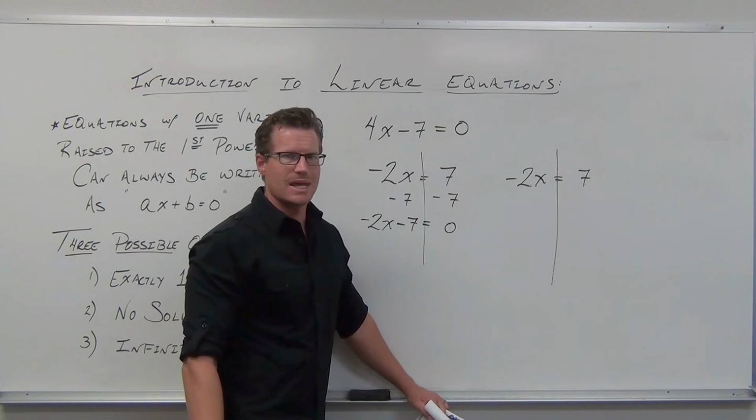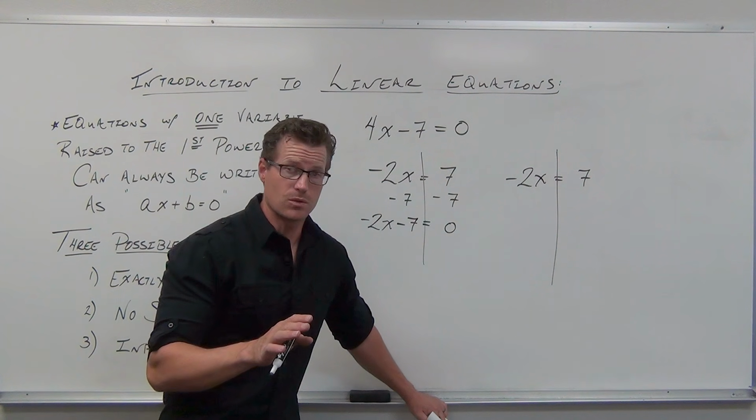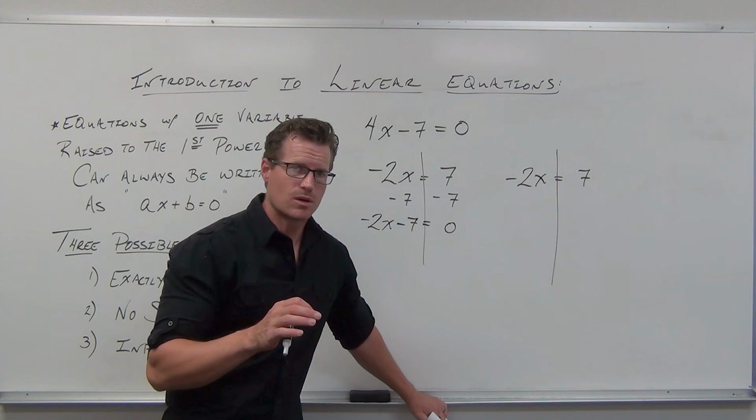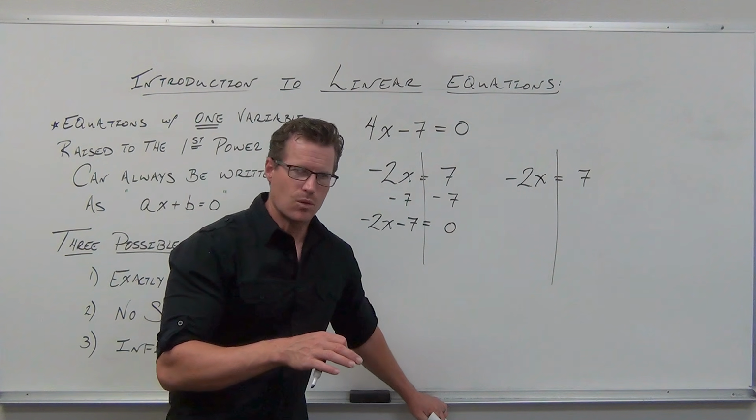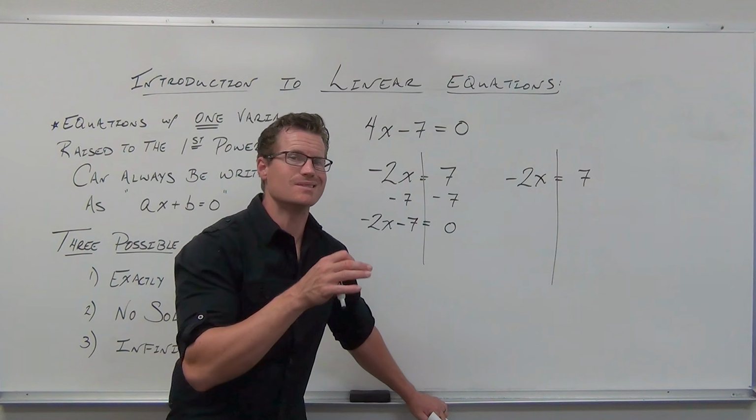How would I get rid of negative 2x? Now, don't skip over this real quick, okay? I'm not trying to get rid of the negative 2. I'm not trying to get a 1 here. I'm not trying to divide to get 1. I'm trying to get 0.